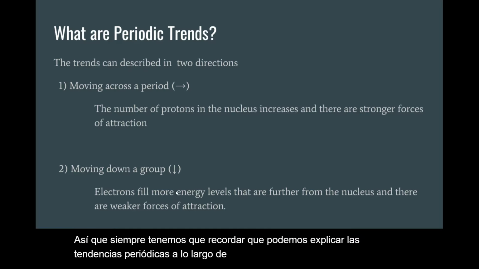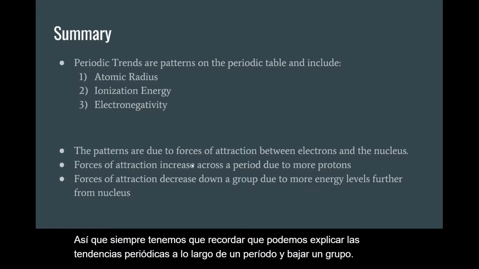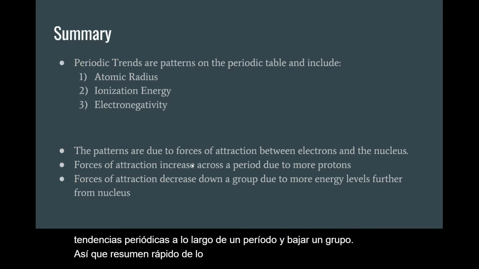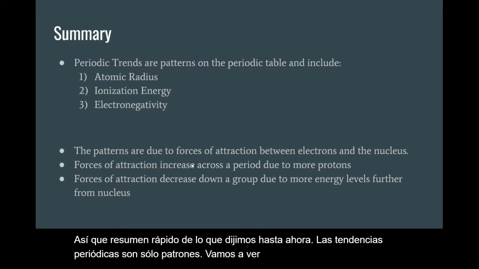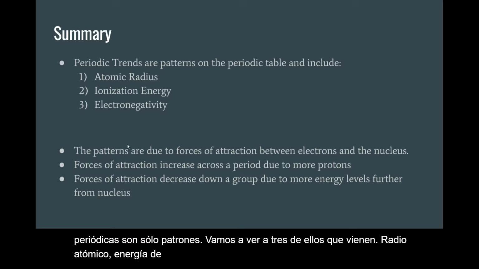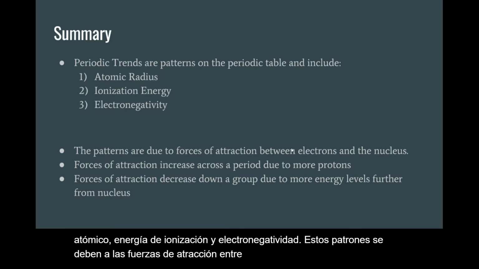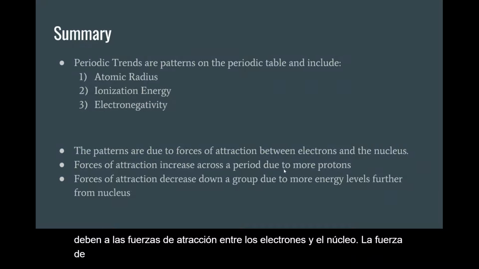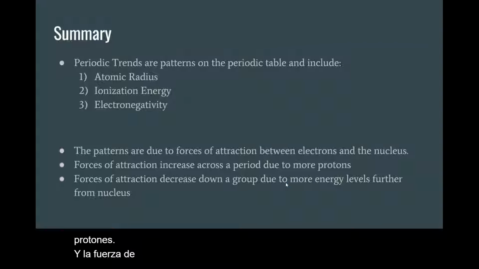So we always have to remember that we can explain periodic trends across a period and down a group. So, quick summary of what we've said so far. Periodic trends are just patterns. We're going to look at three of them coming up: atomic radius, ionization energy, and electronegativity. These patterns are due to the forces of attraction between electrons and the nucleus. The force of attraction increases across a period due to there being more protons, and the force of attraction decreases down a group due to there being more energy levels and the electrons being further from the nucleus.